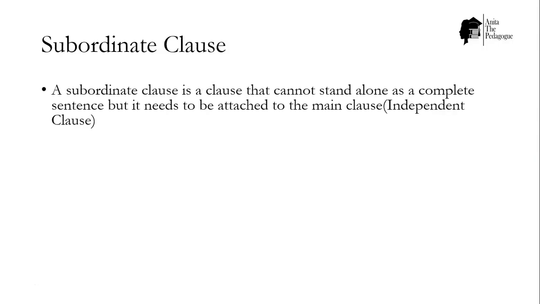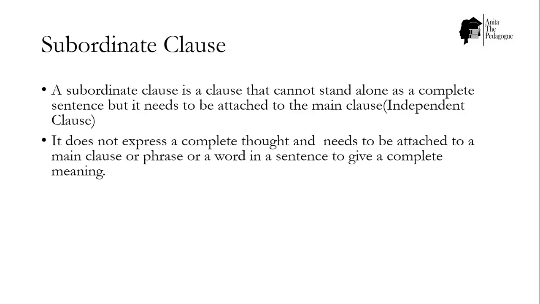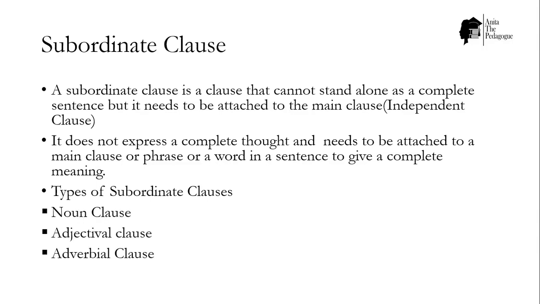So a subordinate clause is a clause that cannot stand alone as a complete sentence, but it needs to be attached to the main clause, that is the independent clause. Also, it does not express a complete thought and needs to be attached to a main clause or a phrase or a word in a sentence to give a complete meaning. Some of the types of subordinate clauses are the noun clause, the adjectival clause, and the adverbial clause. Now let's move on and look at how we can identify a subordinate clause.